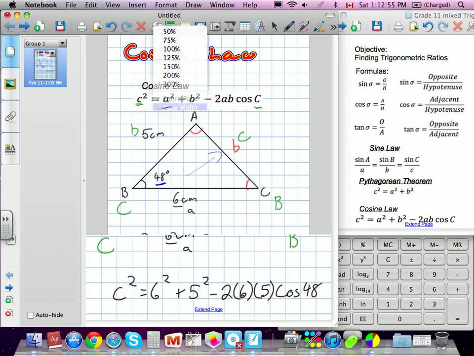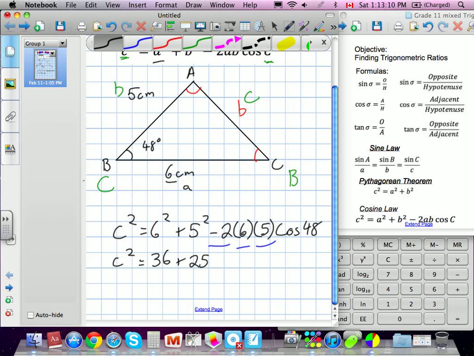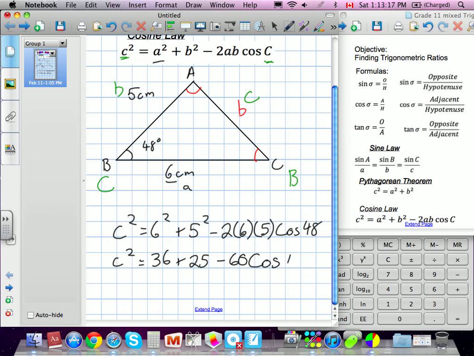So as we go down through this, 6 squared will be 36. 5 squared will be 25. Okay. What about negative 2 times 6 times 5? Think of it like subtract 60 or negative 60, right? Now I could find cos 48, but I'm going to leave it like this for now, because I want to bring up a point here. Now, in terms of BEDMAS, technically I would have to solve this next, okay? That way we can then add and subtract.